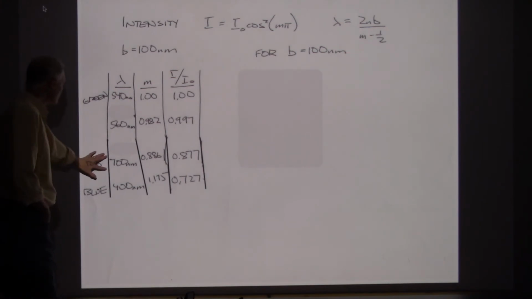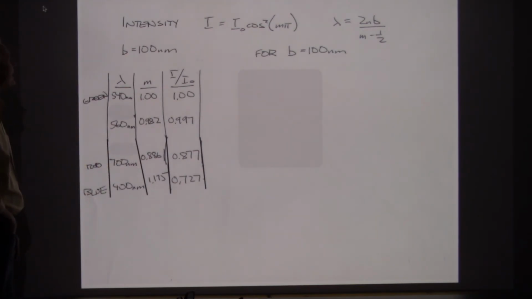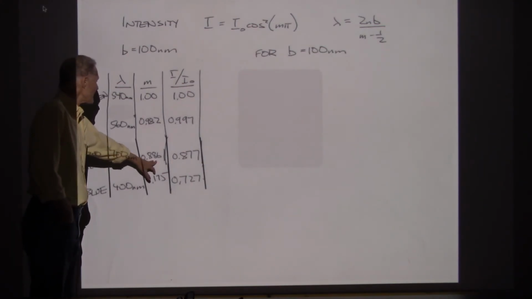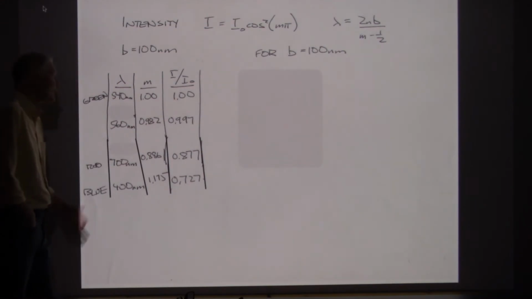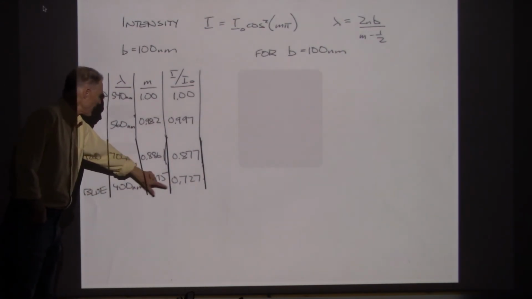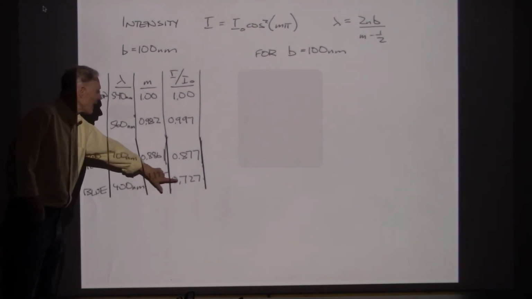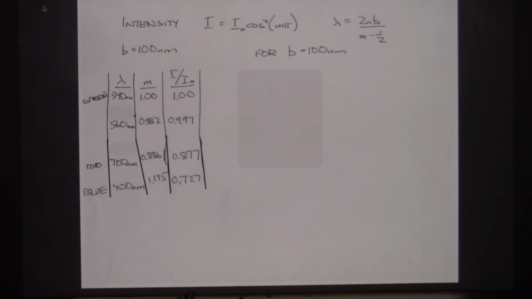And then if I move to the red end of the spectrum, at 700 nanometers, the m value, and this is b is 100 nanometers, is coming in at 0.886, and the relative intensity there is 0.88. And for the blue at 400 nanometers, the m value is 1.175, and the relative intensity works out to be 0.727. So we're not really eliminating any of the visible part of the spectrum.